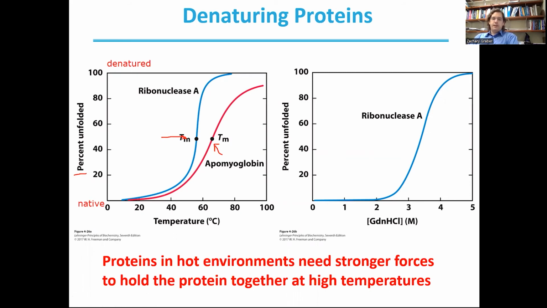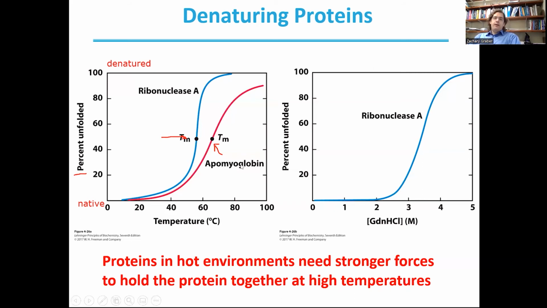Now, the main key for this is just that you need a protein that has stronger forces holding the protein together if you want that protein to survive in hot environments, right? So there are bacteria, for example, that live in hot springs. And so they have very heat-resistant proteins, and they're just going to have much stronger tertiary interactions within that tertiary structure in order to keep those proteins together as that heat increases, right? So you might see a lot of salt bridges, for example, to hold that together.